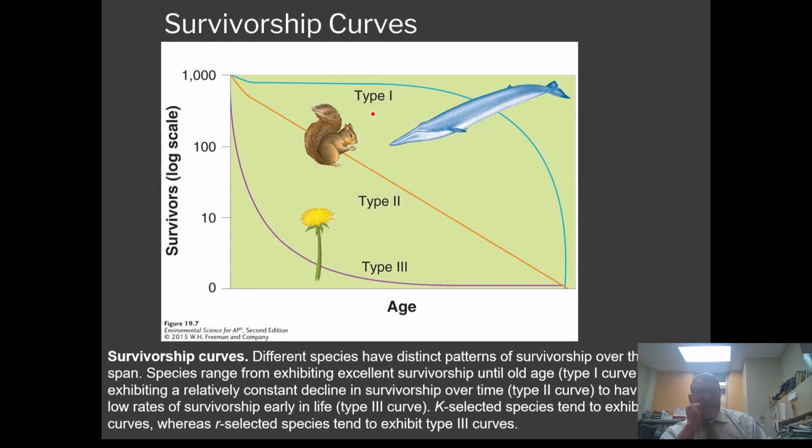We have three types: type 1, type 2, type 3. Type 1 are going to be large mammals, and you as a human would qualify as a fairly large mammal. Few babies, lots of care. Whether you want to admit it or not, your parents have given you a lot of care over your lifetime. That being said, humans fall into type 1.